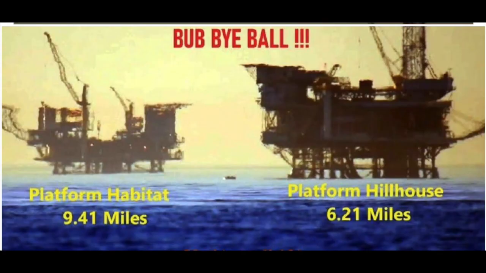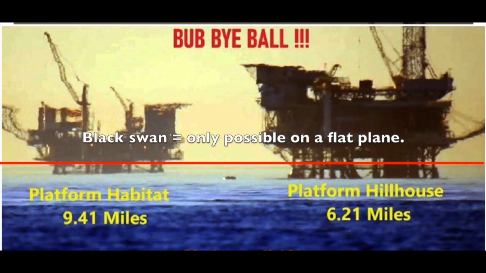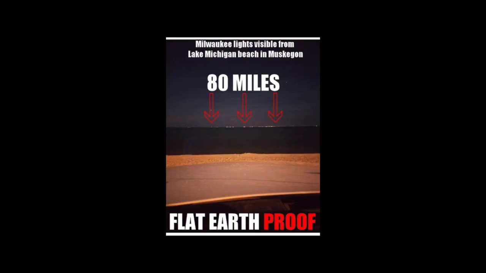And there are examples everywhere, like the black swan, which is only possible on a flat plane, and things like Milwaukee lights being visible from Lake Michigan 80 miles away. This is indisputable, flat plane proof.